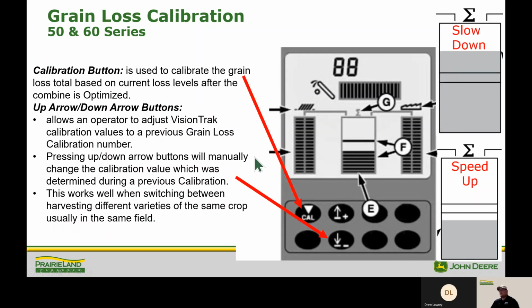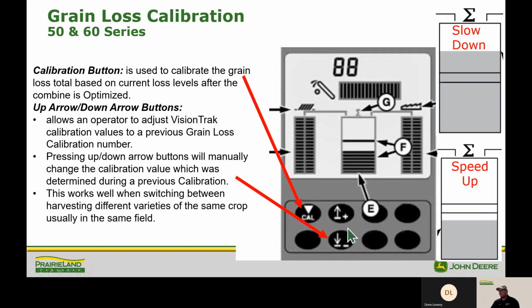Next, we're going to be talking about grain loss calibration for 50 and 60 series combines. There is a calibration button. This button is used to calibrate the grain loss total based on current loss levels after the combine is optimized. And that calibration button is right here.